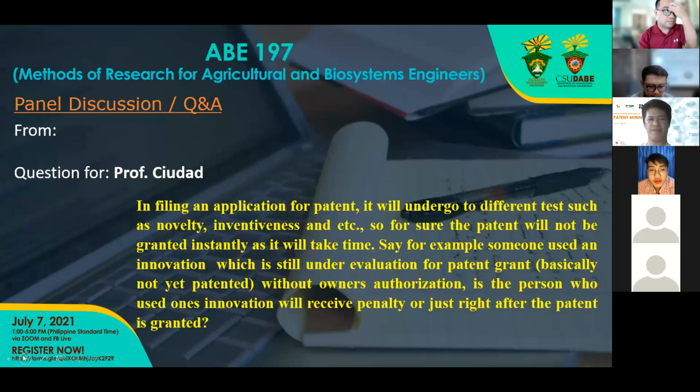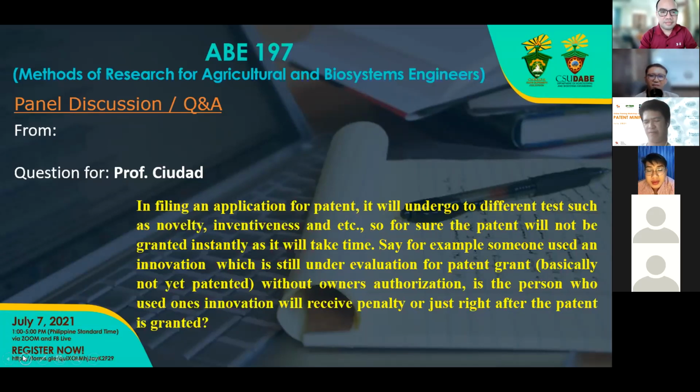This is addressed to Professor Kenneth. The question, sir, is that in filing an application for patent, it will undergo different tests such as novelty, inventiveness, etc. So for sure the patent will not be granted instantly, as it will take time. For example, someone used an innovation which is still under evaluation for patent grant without the owner's authorization. Will the person who used one's innovation receive a penalty, or only after the patent is granted?